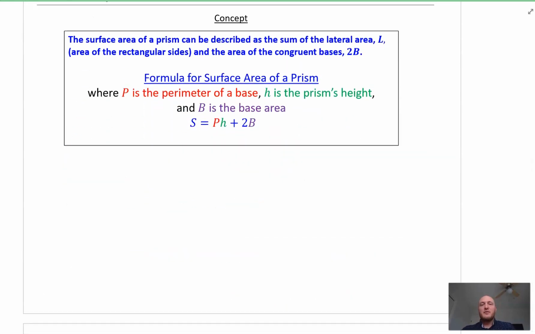So the surface area of a prism can be described as the sum of the lateral area, which is the area of the rectangular sides, and the area of two congruent bases. So we get this formula: surface area is equal to L plus 2B.